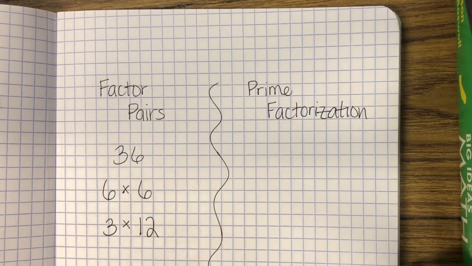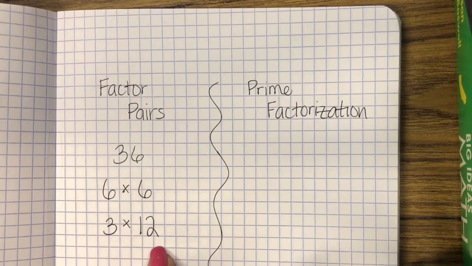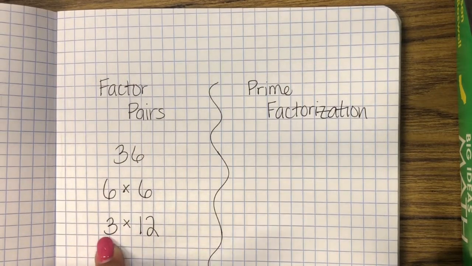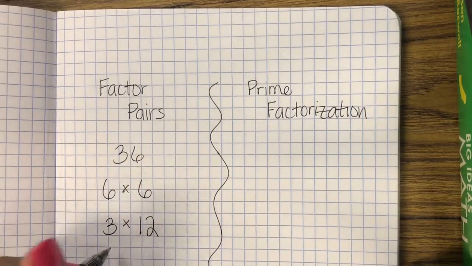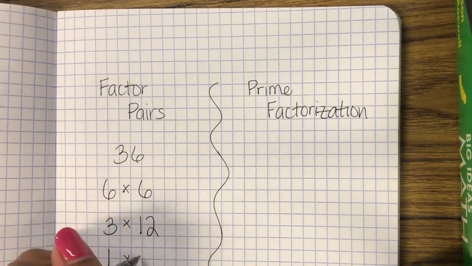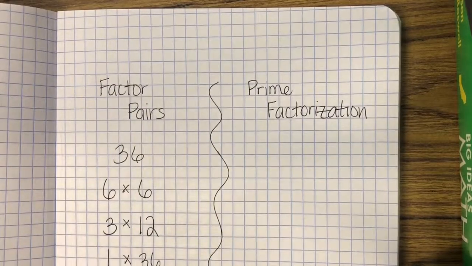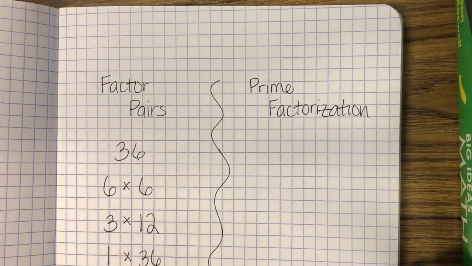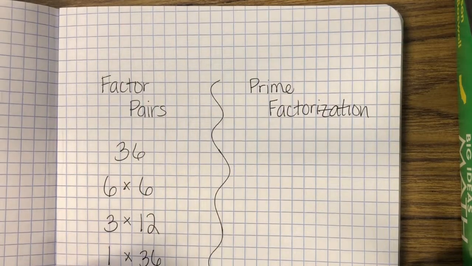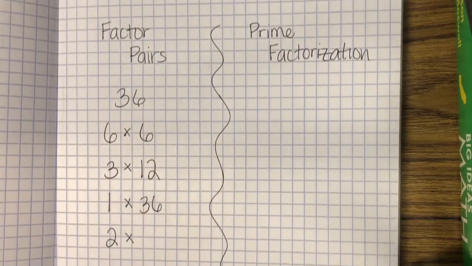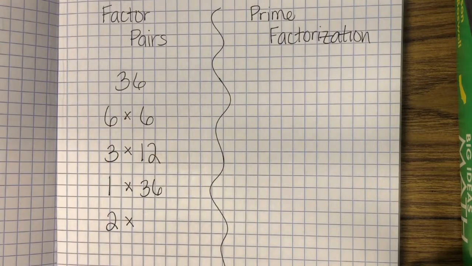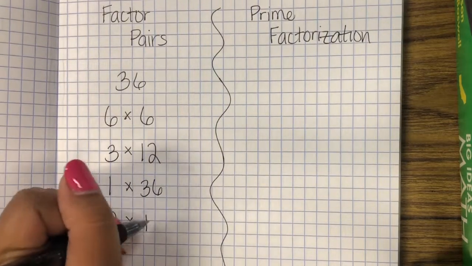Now I wonder if we could do it as we divide by 3 and multiply by 3. Let's try that. So if we divide this by 3 and multiply by 3, now we have 1 times 36. Now since this is an even number, we also could do 2 times half of 36, so 2 times 18 is another one.